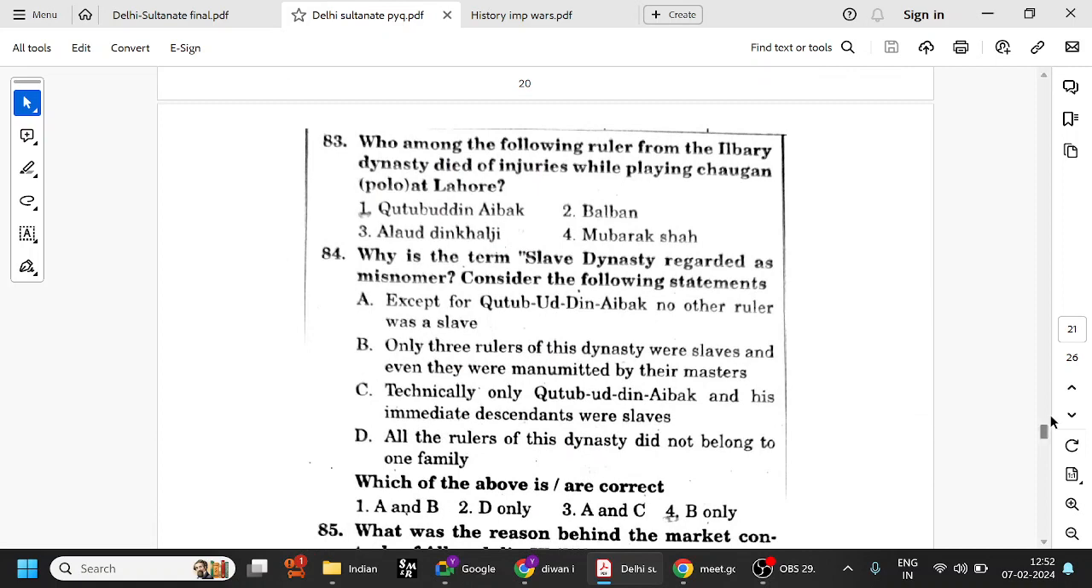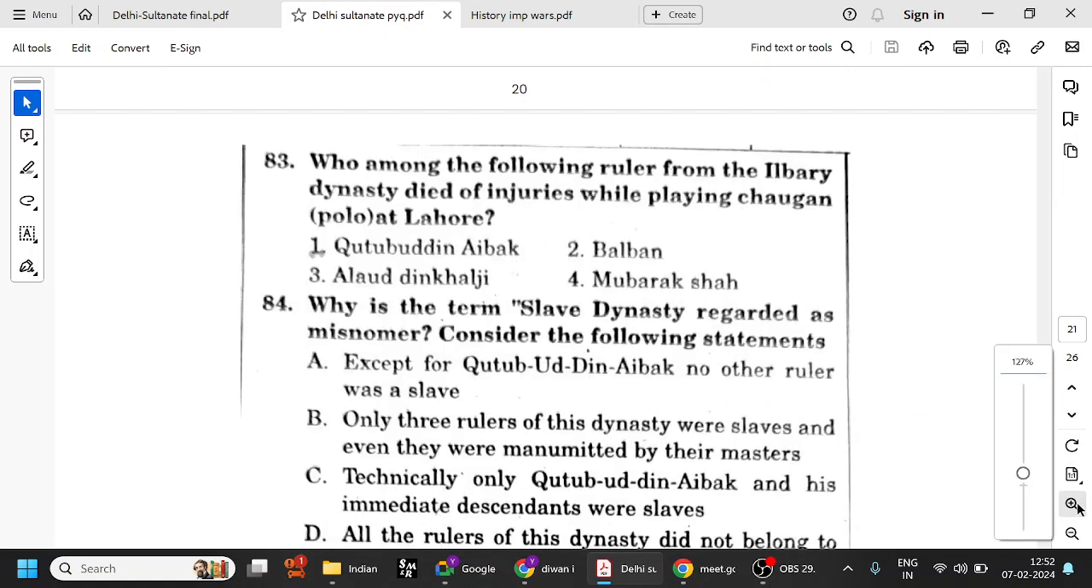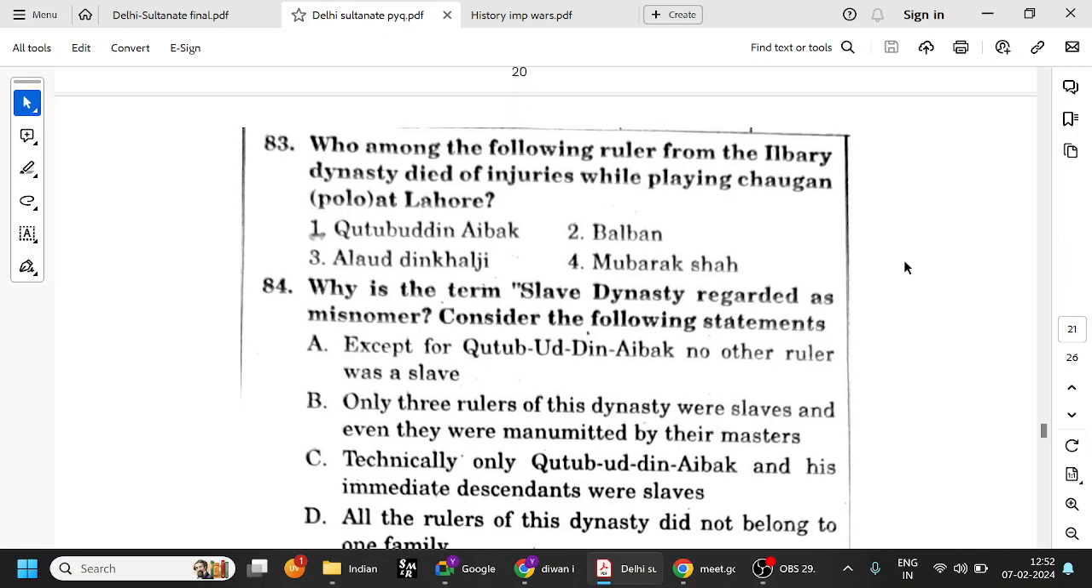Who among the following rulers from the Ilbari dynasty? So we've seen all that, first Ilbari, second Ilbari. They are subparts of the slave dynasty. Died of injuries while playing chaugan or horse polo. This is Kutubuddin Aibak, the first person itself. He died while playing horse polo, and that horse belonged to Prithviraj Chauhan or someone, the ruler whom he destroyed. That particular horse, and he belonged to the Ilbari dynasty. Remember that also.